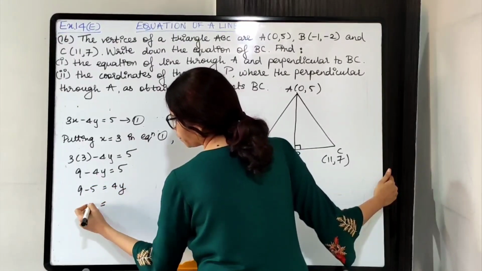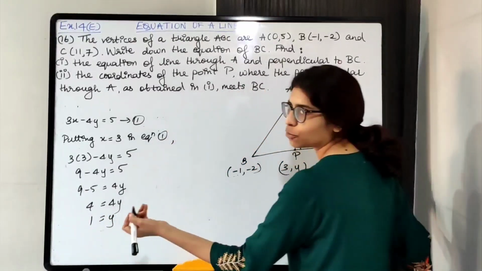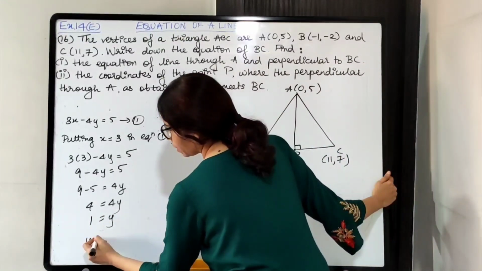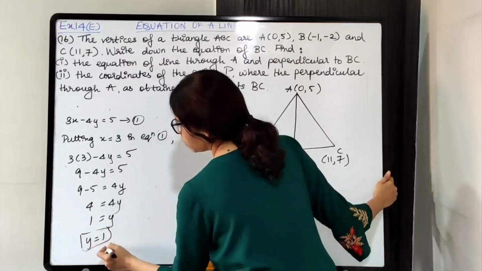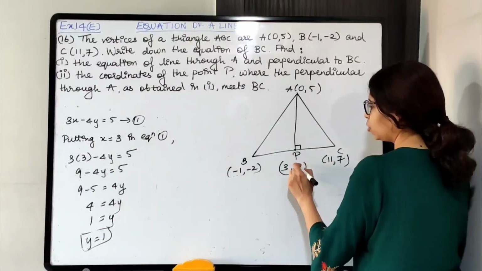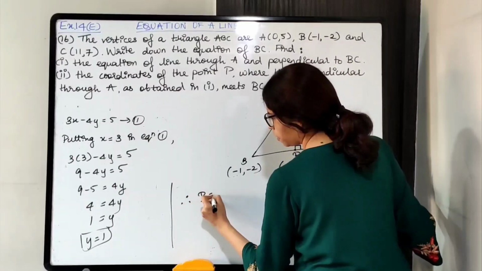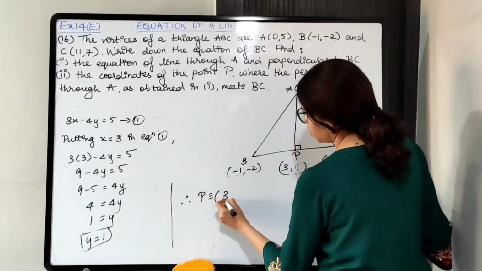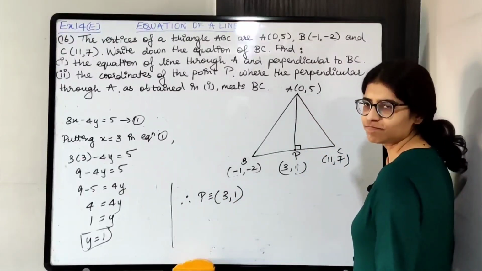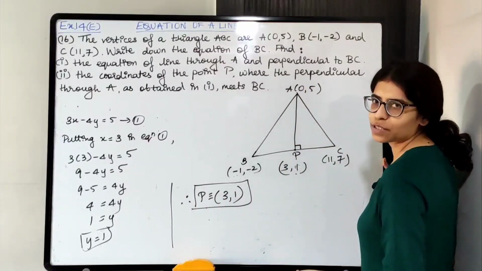So 4 is equal to 4y, that is y is equal to 4 upon 4, that is 1. So y का value 1 मिला. Okay. We got the coordinates of P. 3, 1 है. Okay. So write down therefore P is (3, 1). Box कर दो. This is the second part of the question.